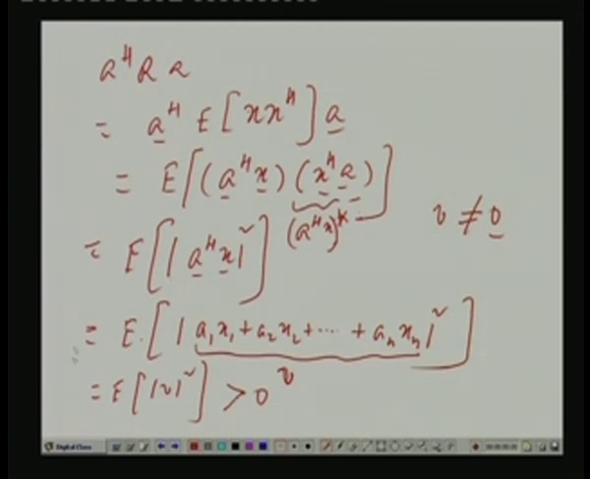Obviously, the real part is easily seen, expected value of mod V square, so mod square makes it real. So, A Hermitian R A is a real number, you have seen. Now, you see that if the set of random variables x1 to xn are linearly independent, then R is a positive definite matrix, because A Hermitian R A is greater than 0, where A is a non-zero vector.